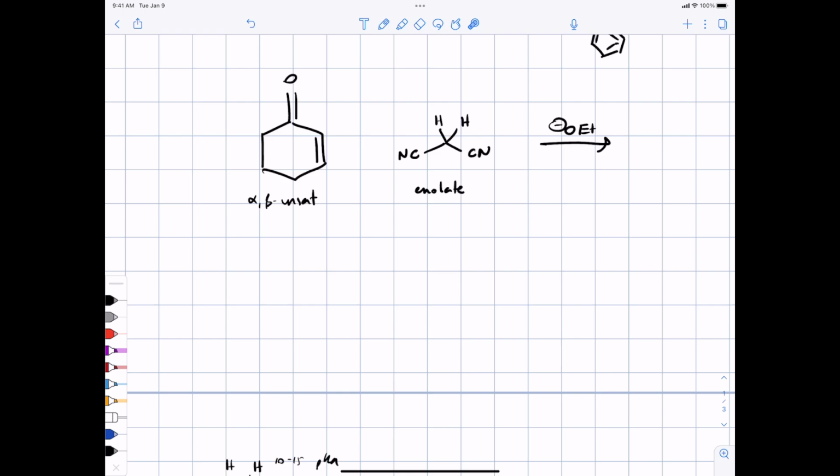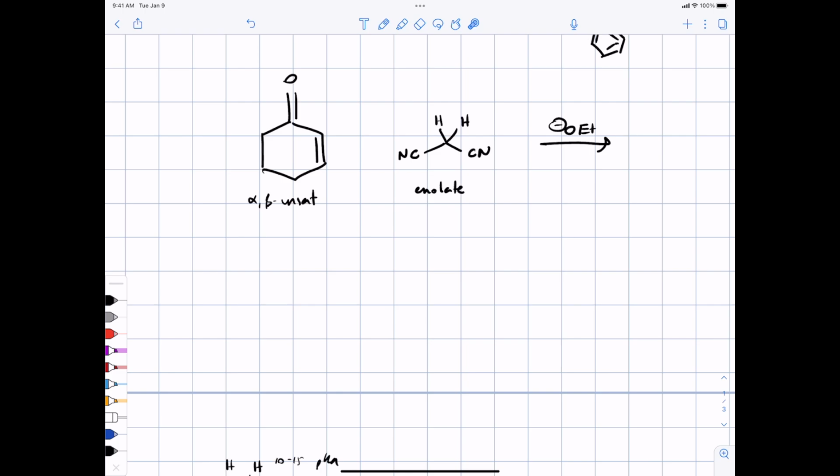Now, I don't know of any examples in the chapter where, given a choice, when it's alpha beta unsaturated, it attacks the carbonyl carbon instead. So I think it's a good bet with predict-the-product questions that if your nucleophile is an enolate and your electrophile is an alpha beta unsaturated carbonyl compound, doing the Michael reaction is the right thing to do.